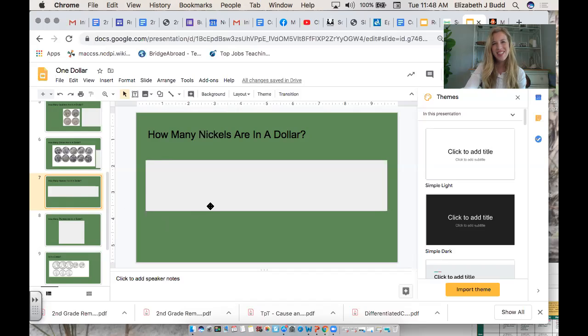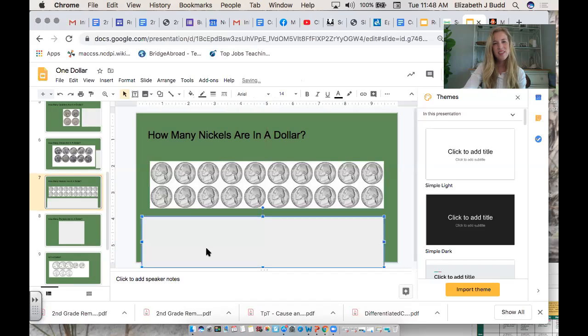All righty, let's see what we got. If you came up with 20 nickels, you would be correct. 20 nickels equals 100 cents or $1. So looking here, we have a row of 10 and another row of 10. If we were to skip count all of these, we would skip count all the way up to 100. So 20 nickels equals $1.